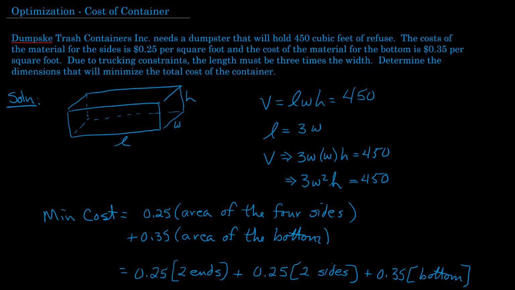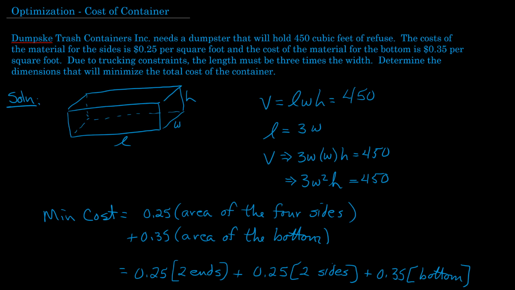We've got a company, Dumpsky Trash Containers Incorporated, that needs a dumpster that'll hold 450 cubic feet of refuse. The cost of the material for the sides is 25 cents per square foot, and the cost of the material for the bottom is 35 cents a square foot. These prices are way smaller than what they would really be, but it keeps the numbers reasonable for the problem.